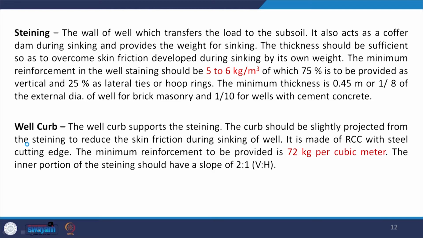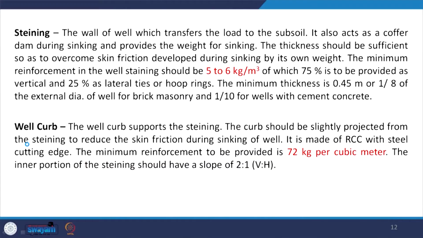So, this should be sufficient to overcome the skin friction which will develop, and the minimum reinforcement in the well steining should be 5 to 6 kilogram per meter cube, of which 75% is to be provided as vertical and 25% as the lateral ties or hoop rings. So, you have the reinforcement in the vertical direction, and then whatever reinforcement you need to connect that is like hooks using the rings and the lateral ties. So, the total reinforcement, 75% is in the vertical direction and 25% goes to the lateral ties.